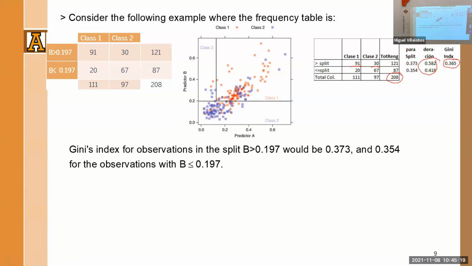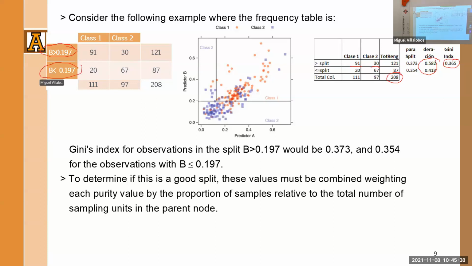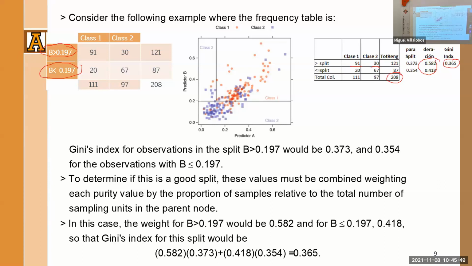So for the observations in the split with b greater than 0.97, this would be 0.373, and 0.354 for the observations with b less than or equal to 0.97. This is an example for this particular data set, when we're taking the split with the variable b. If we want to know if that's a good split, we combine the values. That's the procedure.